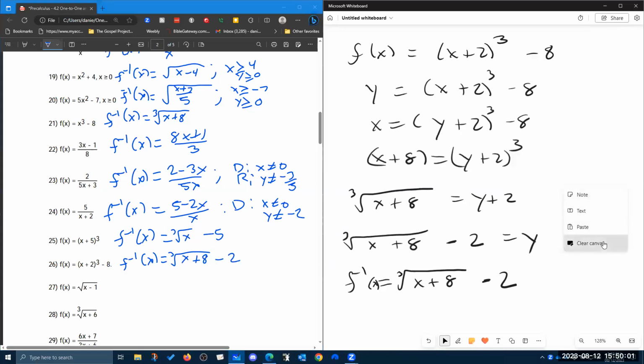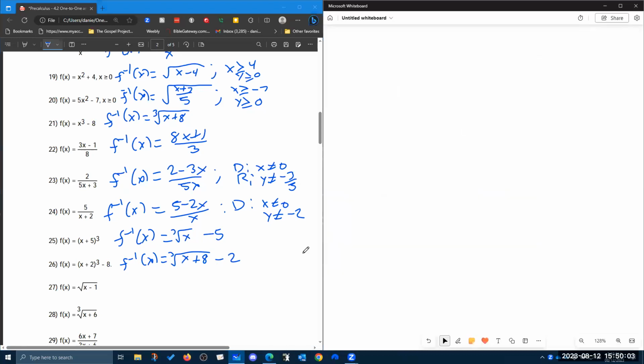Just a few more here. F of x is equal to the square root of x minus 1. Need to be careful here that the domain of this is going to be 1 to infinity. The range is going to be 0 to infinity. So we're going to have a restricted domain on our inverse.